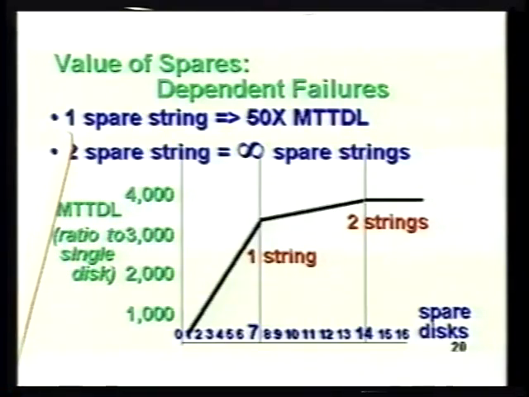Well, the relationship is changed to now we need a whole spare string. In this case, we're assuming that a string contains 7 disks. So here's the disks across the bottom, and these lines indicate 1 string full of disks or 2 stringfuls of disks. So now if we have a whole spare string, because the string controller could fail and knock out all of these disks, we get a 50 times improvement in the mean time between failures. But 2 strings was as good as an infinite number of strings. So you can argue that 1, possibly 2 spare strings would be a good idea if you had about 70 disks in terms of improving the reliability.